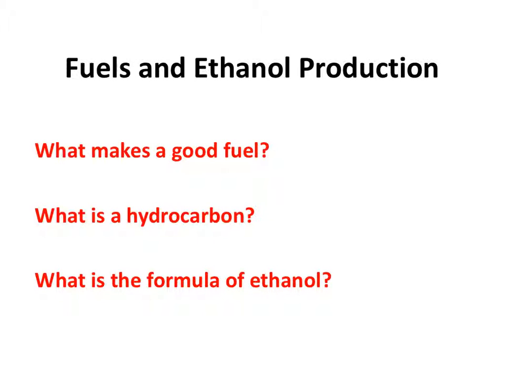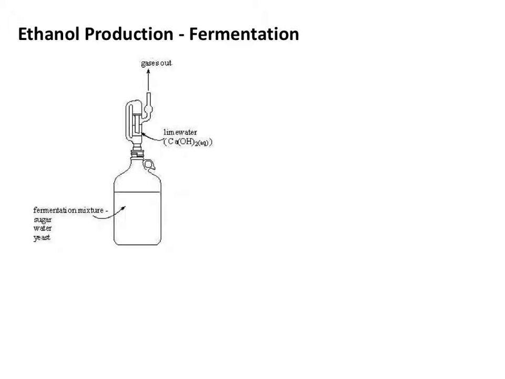Wonderful. This is the second part in the fuels and ethanol production video. In the first one we looked at complete and incomplete combustion, and now we're going to look at a method for producing ethanol. So we're just going to go through a couple of slides. Here we go. Right, now there are actually two methods of producing ethanol which are on the IGCSE syllabus. But we're only going to look at one of them, and that method is producing ethanol by fermentation.